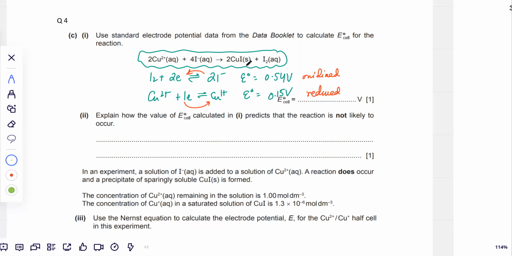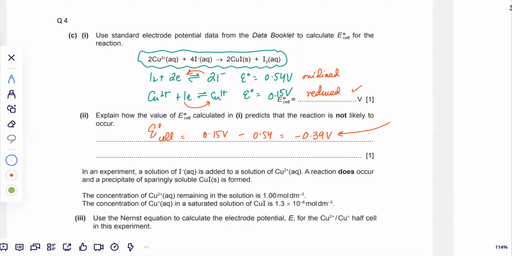He stated that copper 2 plus changes into copper 1 plus, so I've done that. He stated that I minus 1 changes into I2, and I've done that. And I know that that's not going to happen. So he's asking us to calculate the E naught cell. The E naught cell is reduction potential, which is 0.15, minus oxidation potential, which is 0.54. And I get minus 0.39 volts. Now this negative voltage indicates that what he did was completely wrong, and the reaction is not feasible.